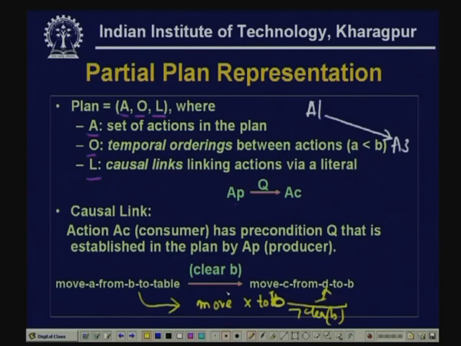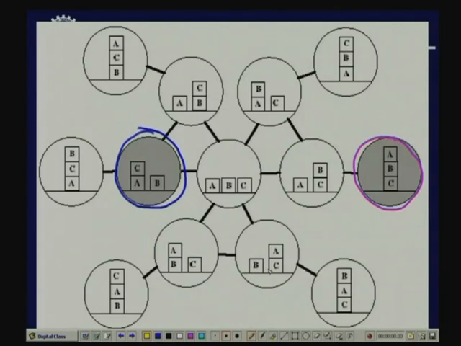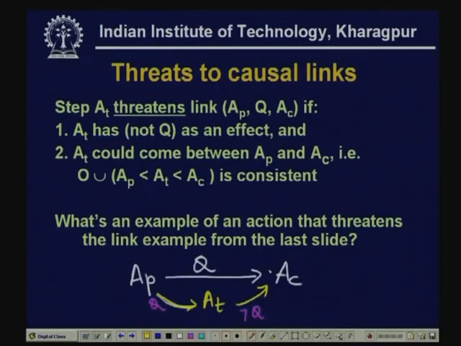Okay. So, if we have two causal links, and the move A from B to table action achieves clear B, which is required for the move C from D to B action, no other action should come in the middle that undoes the effect of this action. Okay.